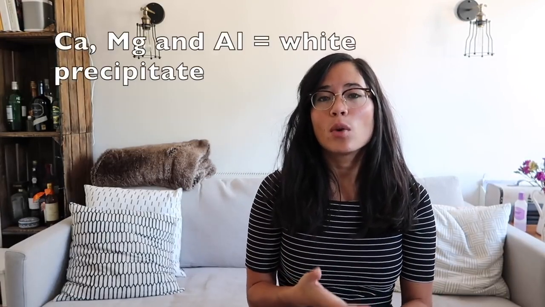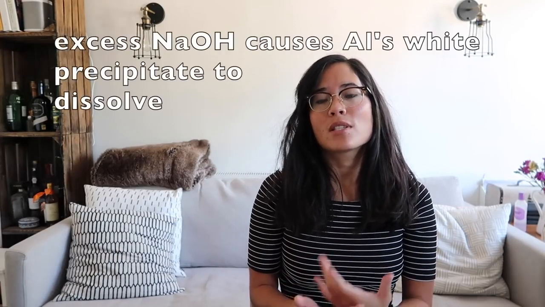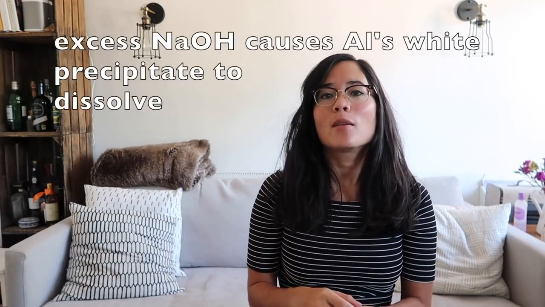Another way you can test for positive ions is using precipitation reactions, and you're going to add sodium hydroxide as your reagent. Now if you have an aluminium ion, magnesium ion or calcium ion, you'll see a white precipitate formed. If you add excess sodium hydroxide, that white precipitate will dissolve in the presence of aluminium, so you know that that particular ion was aluminium.